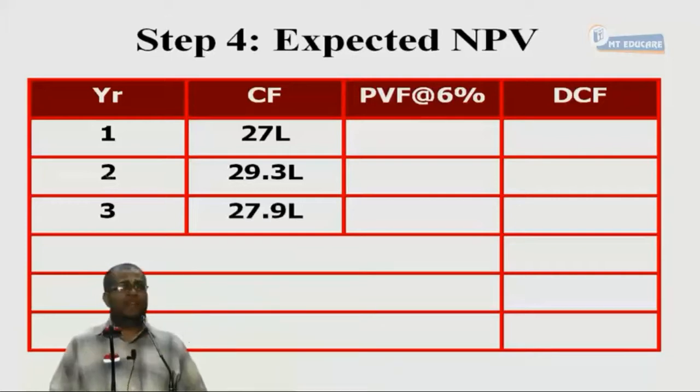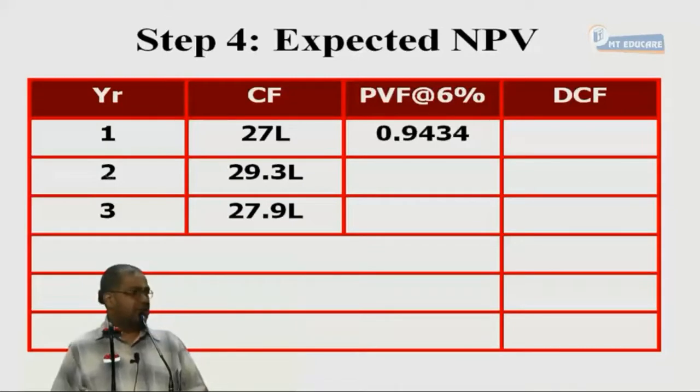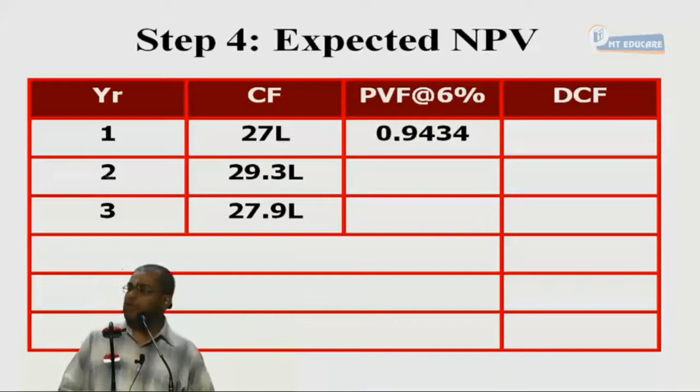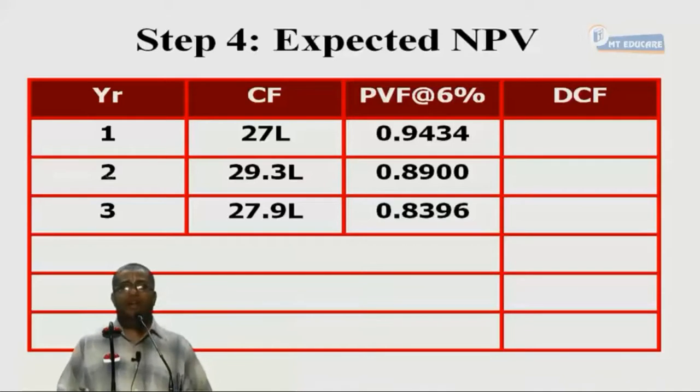Present value factor at 6%: 1 divided by 1.06. Tell me what is the factor? 0.9434. Then 0.8900, and then 0.8396.